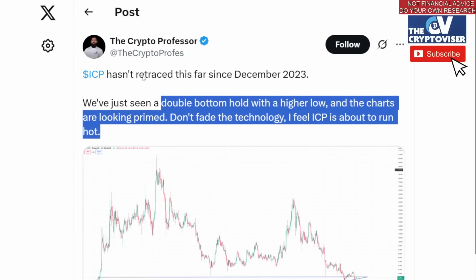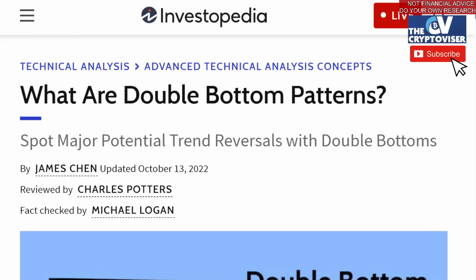He says, I feel ICP is about to run hot. Well, if the Crypto Professor was watching the Cryptoviser, he would have known this a long time ago, but I'm just joking. So let's break it down. What are double bottom patterns in the crypto space?